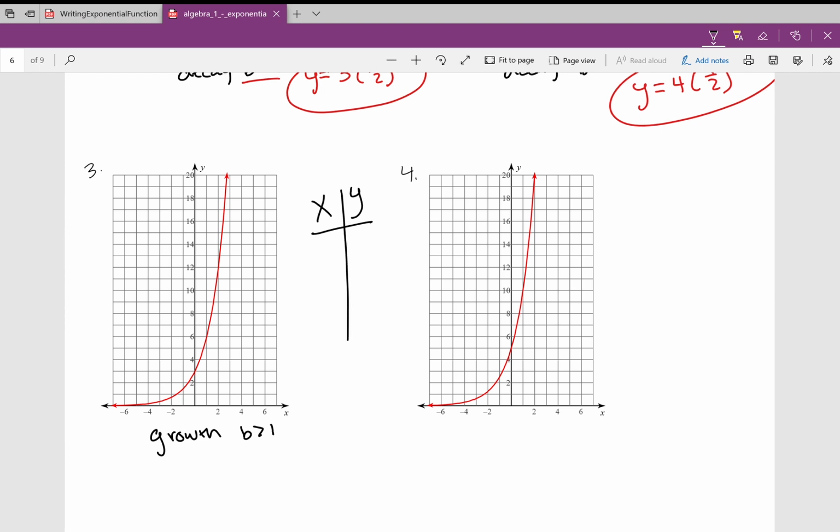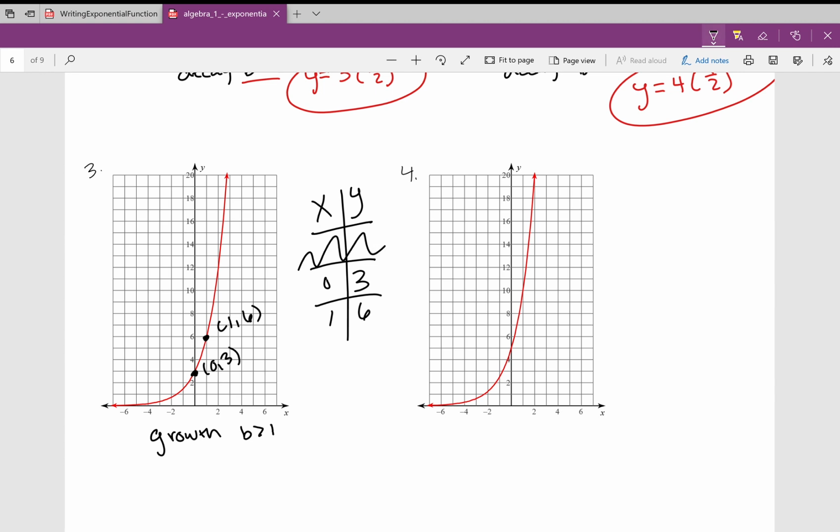Remember, our next step is to find our y-intercept. And our y-intercept is right here at 0, 3. Let's put it in the middle. And then our next point looks like it's going to be 1, 6. So notice I don't have to put anything in this upper box. Now it's in the bottom one since it's a growth.